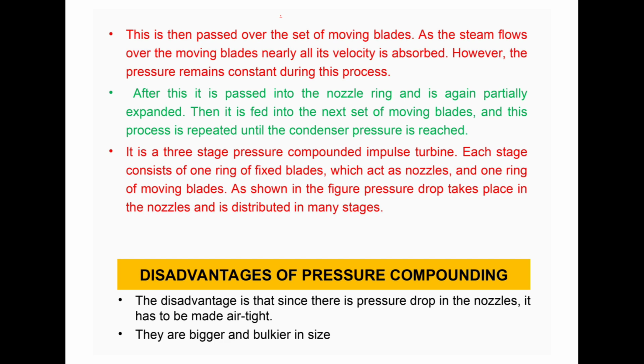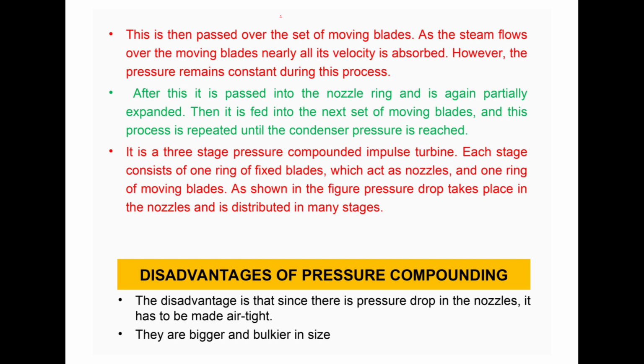After this, it is passed into the nozzle ring and is again partially expanded. Then it is fed into the next set of moving blades, and this process is repeated until the condenser pressure is reached. It is a 3-stage pressure compounded impulse turbine. Each stage consists of one ring of fixed blades which act as nozzles and one ring of moving blades. As shown in the figure, the pressure drop takes place in the nozzle and is distributed in many stages.